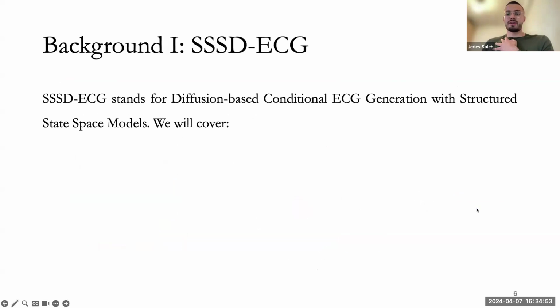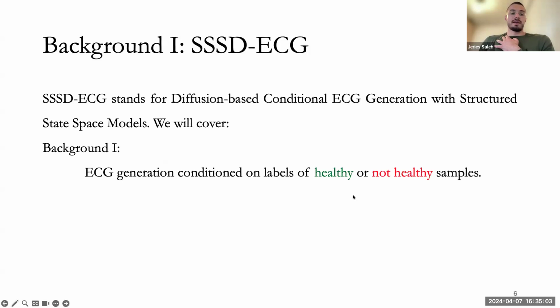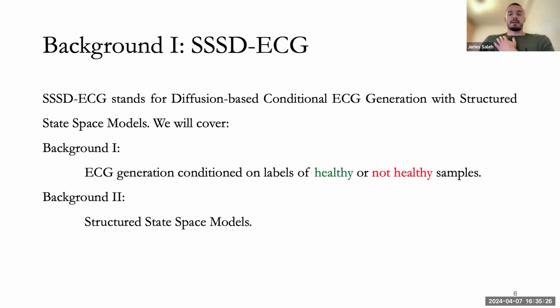I'd just like to remind you that the paper is diffusion-based conditional ECG generation with structured state space models. First of all, we're going to be discussing ECG generation conditioned on labels of healthy or not healthy samples. You can think of the conditioning on them as basically telling the model about the different structure of the ECG, because the structure of ECG varies for healthy or not healthy individuals. The second background is going to be covering the structured state space models.